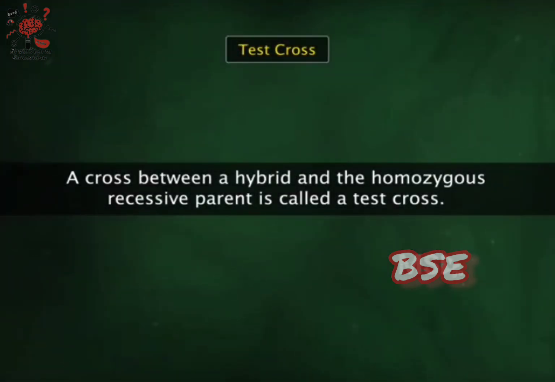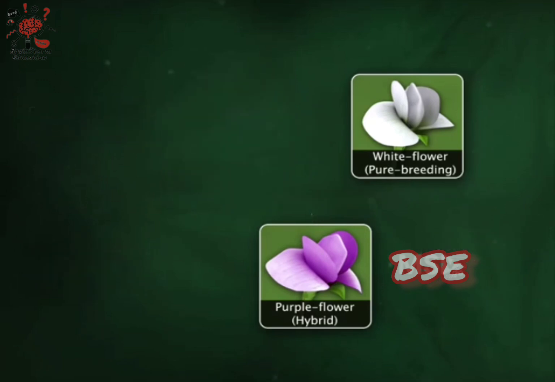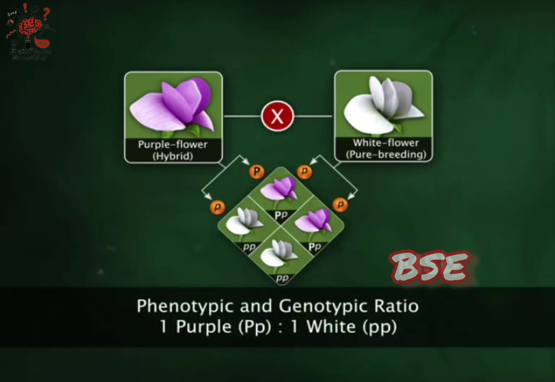Test cross. A cross between a hybrid and the homozygous recessive parent is called a test cross. For example, a hybrid produced in a cross between a white and a purple-flowered pea plant. A test cross involves crossing this hybrid with a homozygous recessive white-flowered plant. In a test cross, dominant and recessive progenies are produced in equal proportions. In other words, the ratio of dominant to recessive progenies is 1:1. A test cross is performed to find out whether an individual is homozygous or heterozygous dominant.